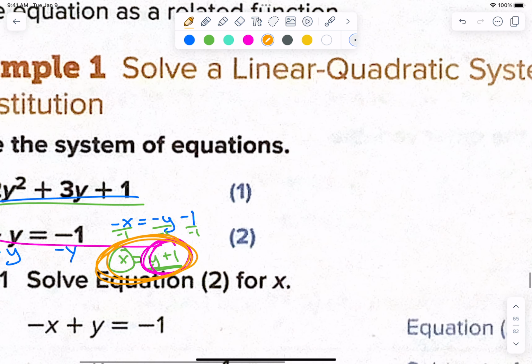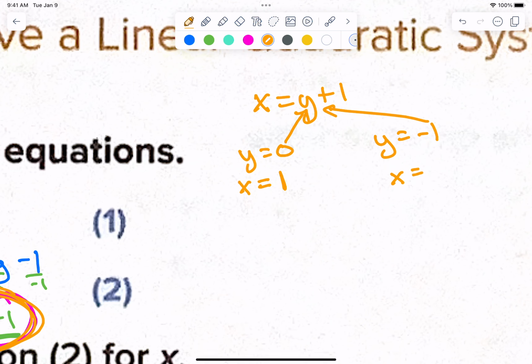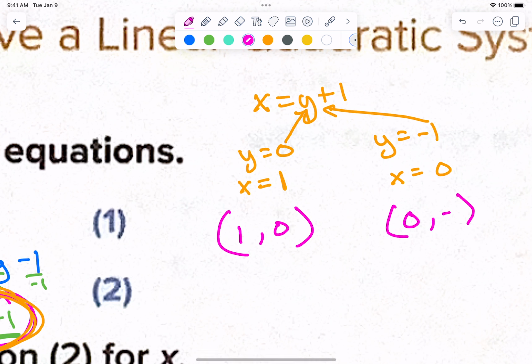We know that x is equal to y plus 1, yeah? In one answer, we got y was 0, and in one answer, we got y was negative 1, right? If I plug 0 in here, what's the x going to be? 1. If I plug negative 1 in there, what's the x going to be? 0. So I have 2 answers. The first one is 1, comma 0, if I do x, comma y. The second answer is 0, comma negative 1.